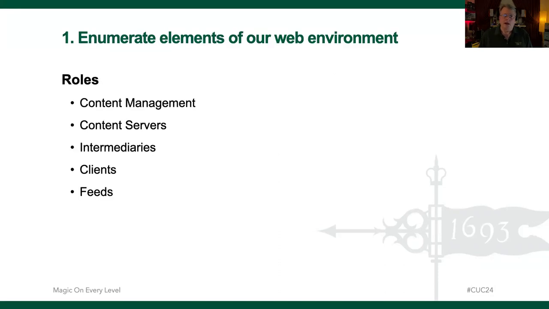Step 1. Enumerate every element, service, or technology in our web environment by the role it serves. Feel free to adjust the groupings to your liking. These are the roles that make sense to me. Content management, that is, systems where code and content are managed. Content servers, these are systems from which code and content are served. Intermediaries would include any systems that mediate client requests for code and content. Clients, the end user systems that request and interpret code and content.